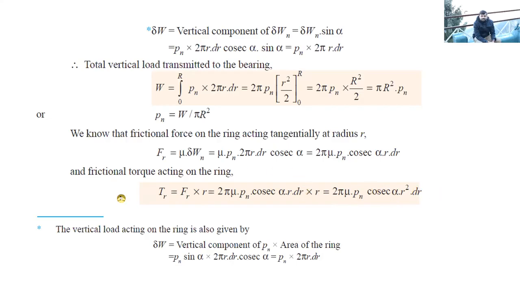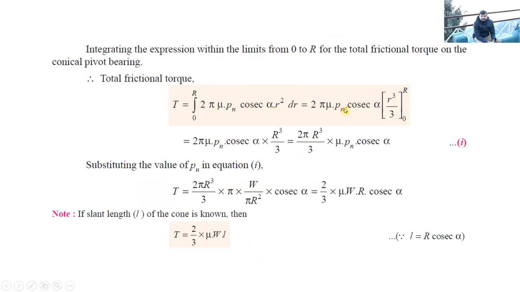So in order to get the frictional torque on the entire bearing surface, we have to integrate this from 0 to R. So again integrating it, and finally we reached an expression that frictional torque is equals to 2 by 3 mu into W into R into cosec alpha. Now from the geometry we can see that this R cosec alpha would be equals to the slant height of the cone. So this can be written as total frictional torque is 2 by 3 mu into W into L. So this is the expression we obtained for the case of uniform pressure theory.